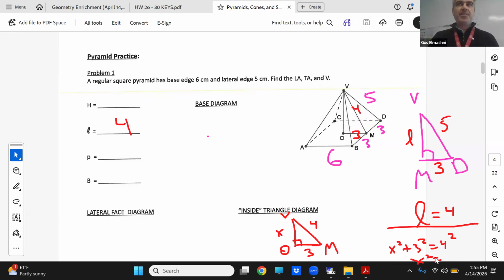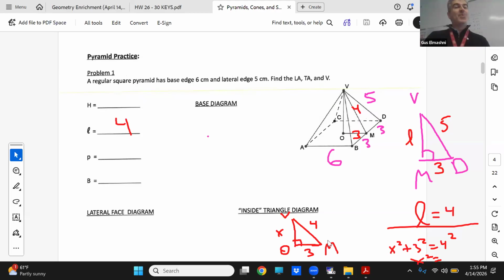You guys know this. X squared plus 3 squared equals 4 squared. I'm doing the Pythagorean theorem, right? What's 4 squared? 4 squared is what? 16. Good.